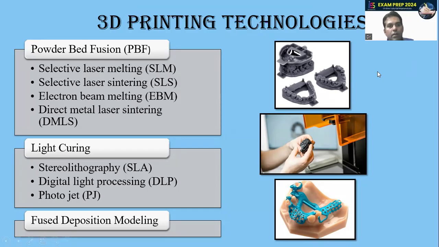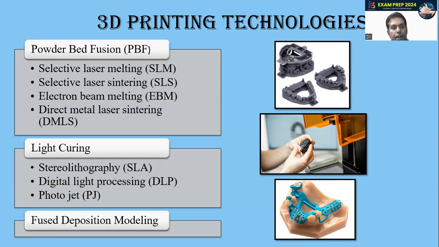Now, regarding various 3D printing technologies, they have different categories. The first one is powder bed fusion. In this, we have selective laser melting, that is SLM, then selective laser sintering, that is SLS, electron beam melting, that is EBM, and direct metal laser sintering, that is DMLS.